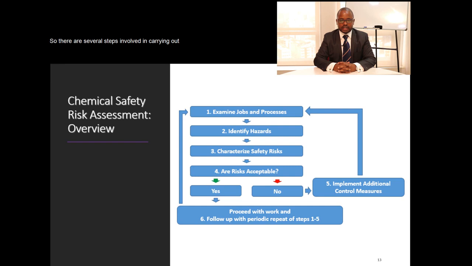There are several steps involved in carrying out a chemical safety risk assessment. These include, number one, examining the processes that are involved in a given job. Number two, identifying the hazards. What are the potential hazards? We do this for chemicals by looking at the safety data sheets. Number three is characterizing the risks that are posed, and this includes looking at the likelihoods and the consequences. Number four is identifying whether the risk that has been characterized is acceptable or not. If the risk is acceptable, we will proceed with doing our job as it is. But if the risk is not acceptable, then we will have to implement additional controls and measures until we reach a situation where we have an acceptable risk.